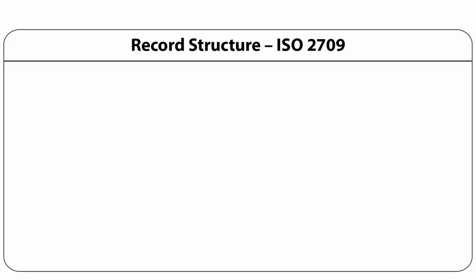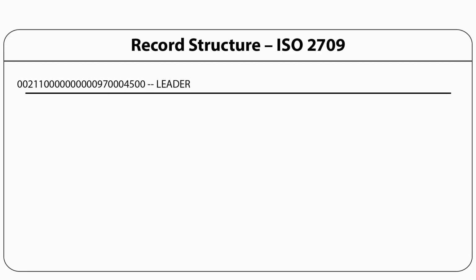Record structure. Here in this slide we have presented the record structure in ISO 2709 format. It is an exported format from a CDSIS database. Here you can see the record has three parts. The first part is known as the leader, which contains the information about the length of the record and the maximum size of a particular field.